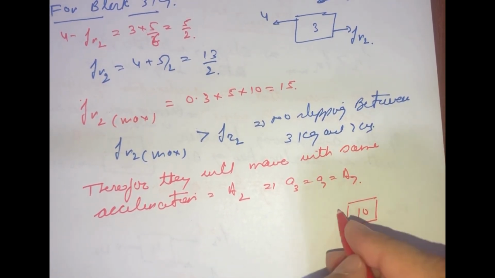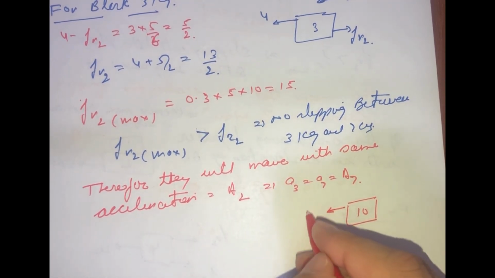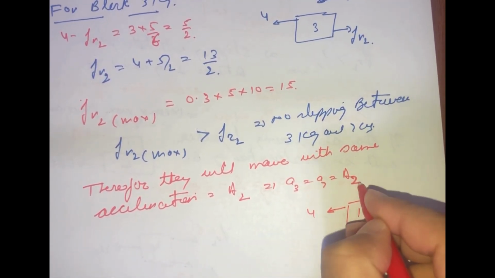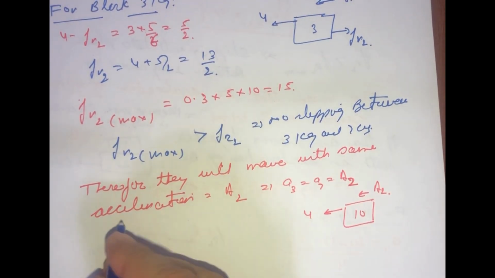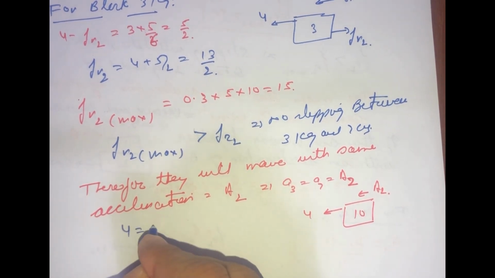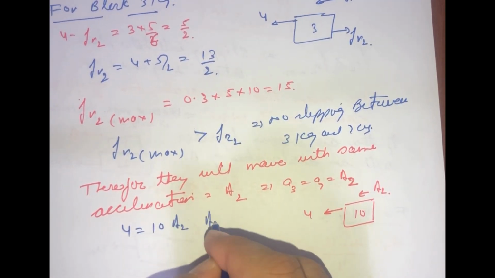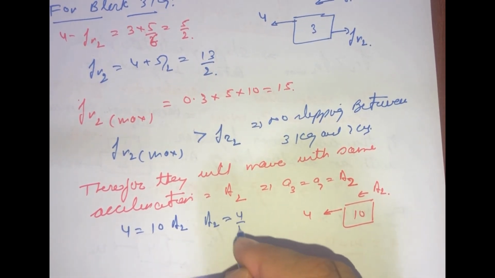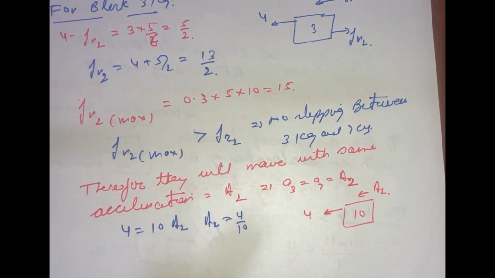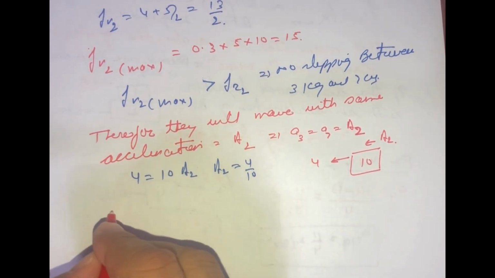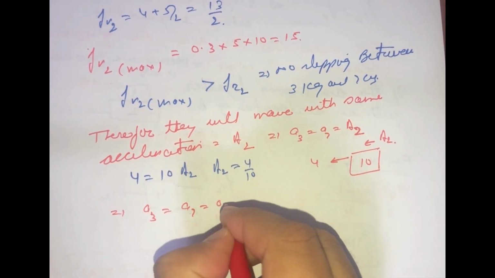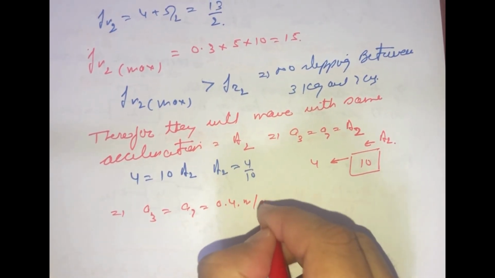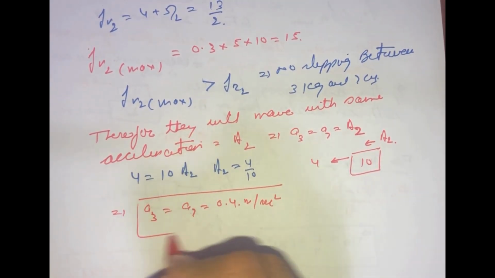This is about 10, and we have 4, and it is moving with the acceleration of A2. So we get 4 is equal to 10 A2, or A2 will be equal to 4 by 10. Therefore, the acceleration of 3 kg as well as 7 kg will be equal to 0.4 meter per second square. Okay, so this was the A part.